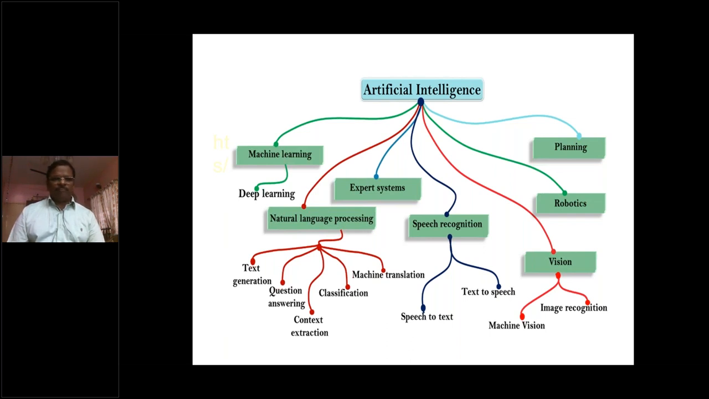In machine learning, you know very well what deep learning is. In natural language processing, there are many concepts: how to generate text, how question answering is carried out, how context extraction is carried out, how we can classify the information available in the system, and how translation work is done by a machine using natural language processing. Within natural language processing there are two types: natural language understanding and natural language generation.